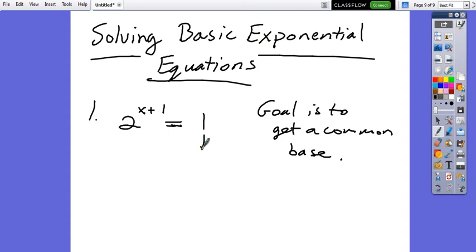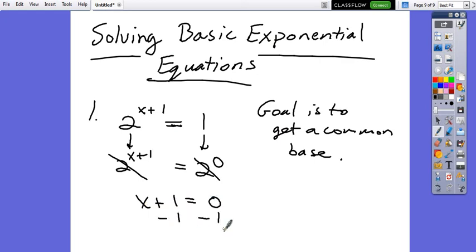Converting 1 to a base of 2 would convert it to 2 to the 0, because any base raised to a 0 exponent is 1. So now I've got 2 to the x plus 1 equals 2 to the 0. So I can eliminate my bases once they're common, they're the same, and say x plus 1 equals 0, subtract 1 from each side, so x equals negative 1. That's my final answer. So I just solved an exponential equation that did not have common bases to start with.